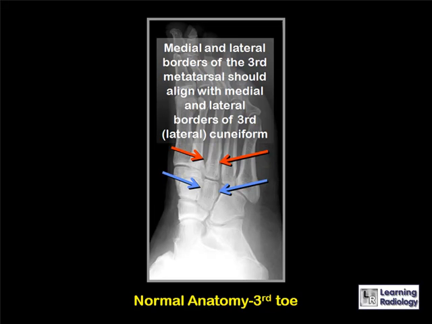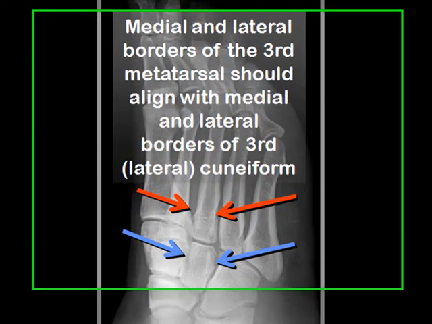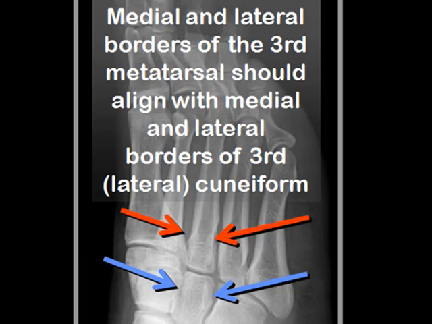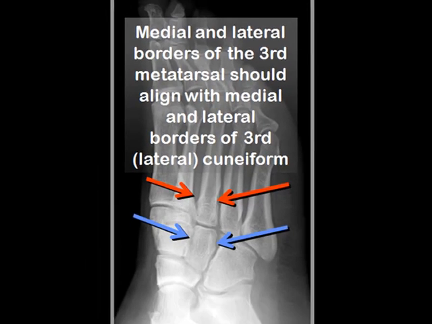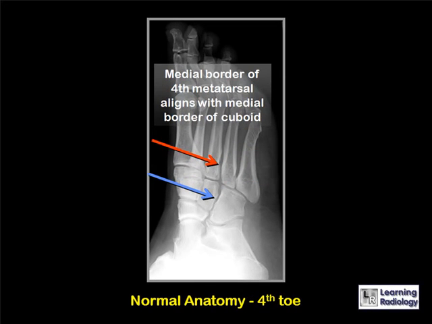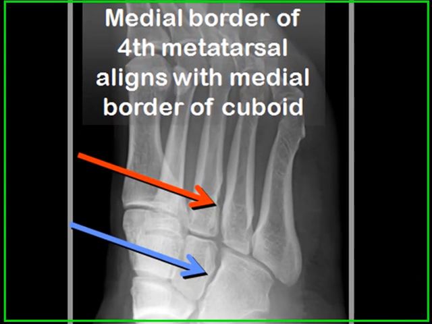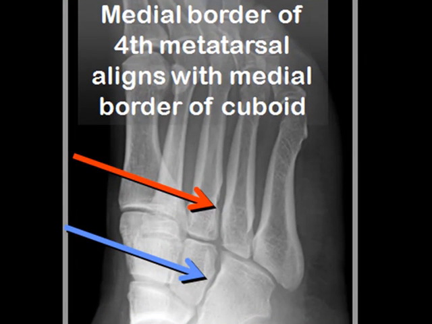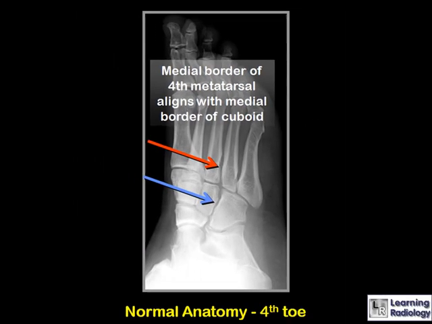For the third toe, the medial and lateral borders of the third metatarsal should align with the medial and lateral borders of the third or lateral cuneiform, shown here by the red arrows and the blue arrows. For the fourth toe, the medial border of the fourth metatarsal should align with the medial border of the cuboid, shown here by the blue arrow.